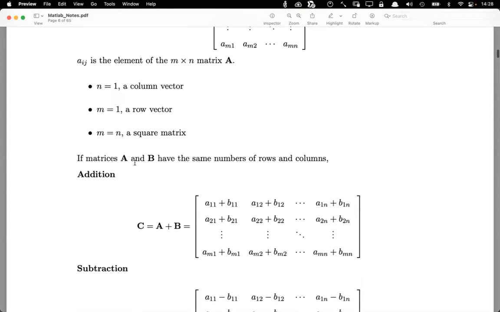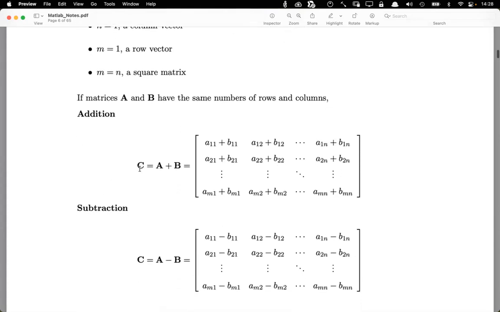If matrices A and B have the same number of rows and columns, we can do addition and subtraction. For example, C equals A plus B. Then the elements in C are the elements in A and B added together. So C11 equals A11 plus B11, C12 equals A12 plus B12, just like this.